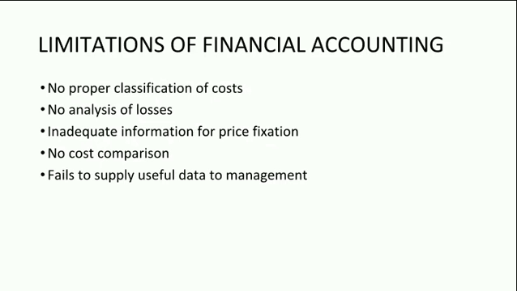Whereas in the case of cost accounting, we divide them into direct and indirect cost, and the indirect cost is further divided into factory overhead, office overhead, and selling and distribution overhead. Such a classification is not available in the case of financial accounts. All the expenses are written together.